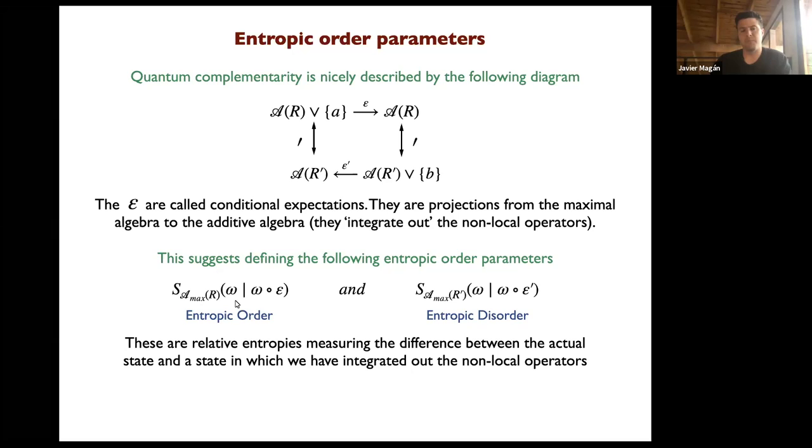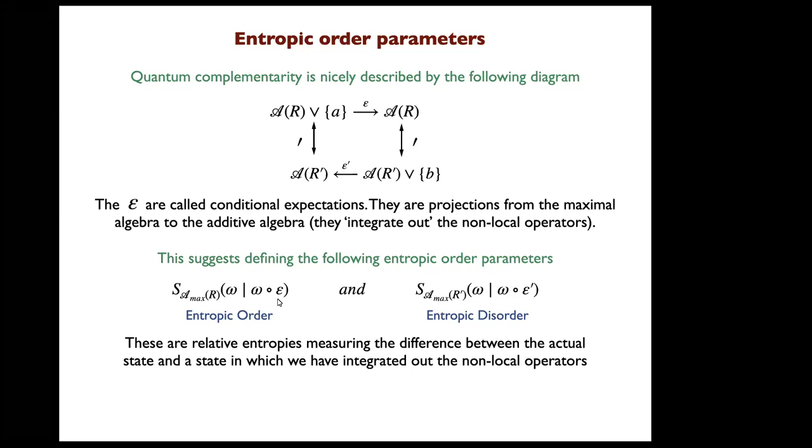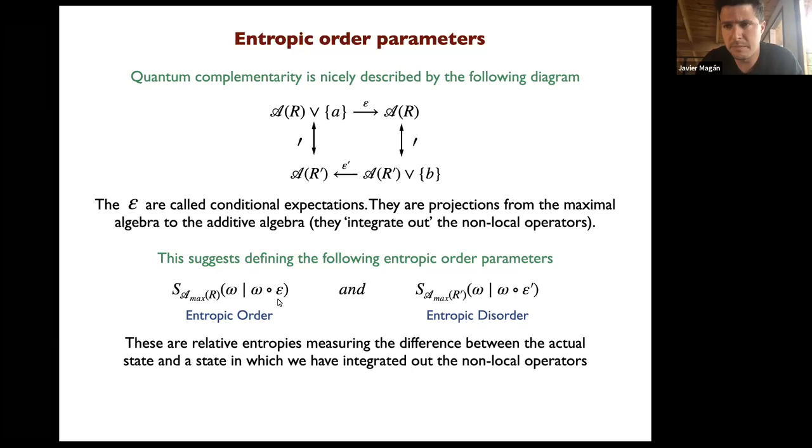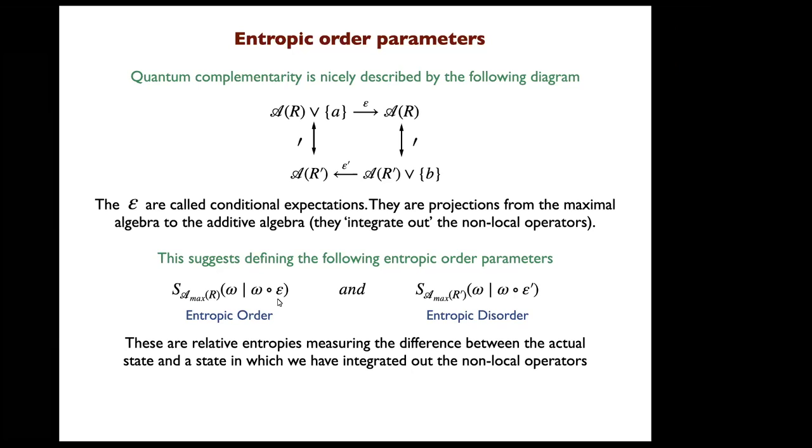One state is the state of interest. It could be, for example, the vacuum. And the other state is the same state, but in which we have integrated out the non-locally generated operators. And again, this integrating out of the non-locally generated operators is nicely accomplished by these conditional expectations, which are the generalization of projections to von Neumann algebras. Does it mean concretely that in the state omega composed with epsilon, you simply set to zero the non-locally generated operators? Yes, exactly, the expectation values. So omega composed with epsilon has the same expectation values for locally generated operators as omega, but it has zero for all the non-locally generated operators.